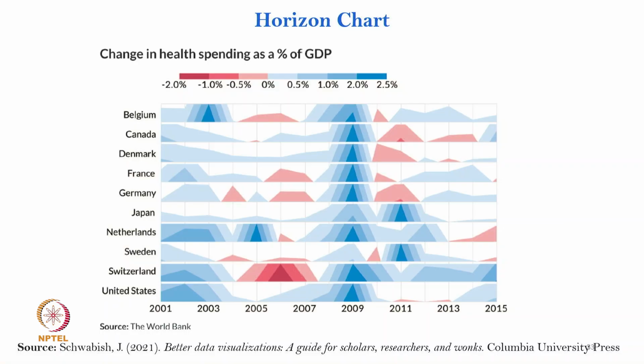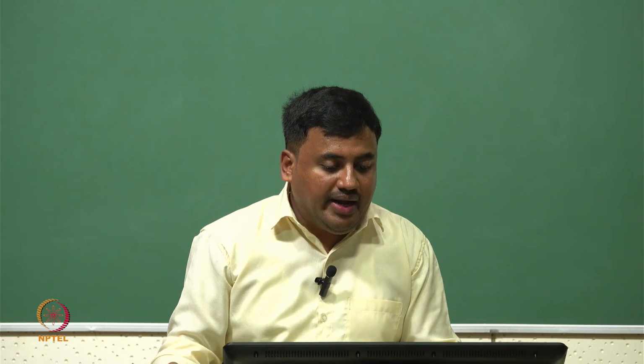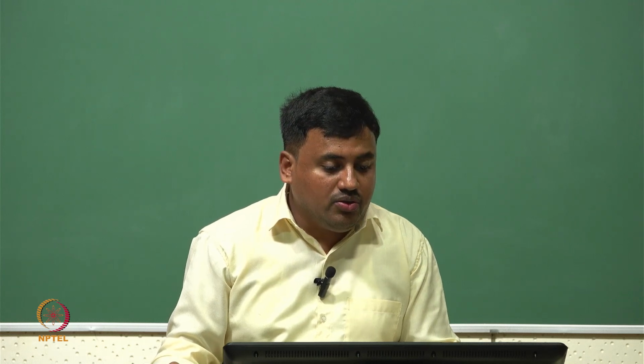If you look at the image, it shows an example of the change in health spending as a percentage of GDP. If you look at a particular year, we can track the GDP here, which is from minus 2.0% to plus 2.5%, for different countries like Denmark, Canada, France, Germany, and Japan. This is how we can use this horizon chart to track how GDP is growing. It means if you have any data that is going to be tracked, like financial or budgeting data, the horizon chart can be used.